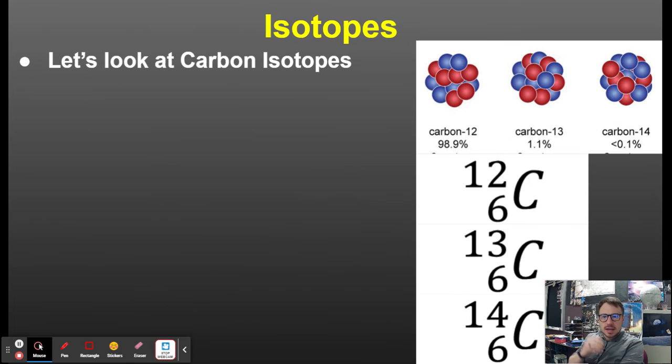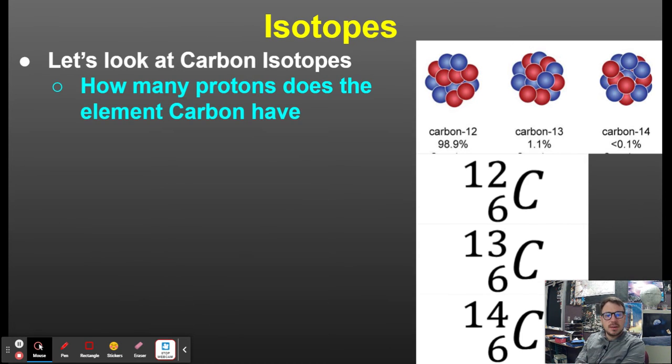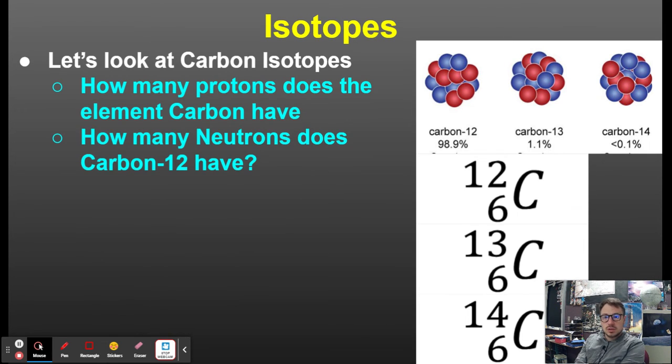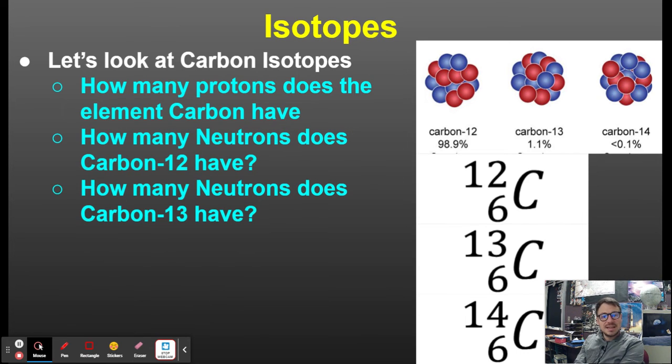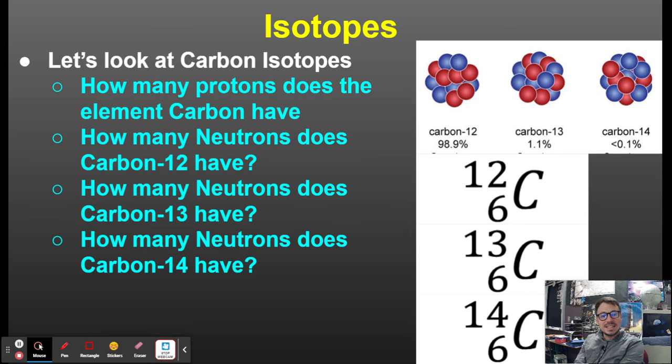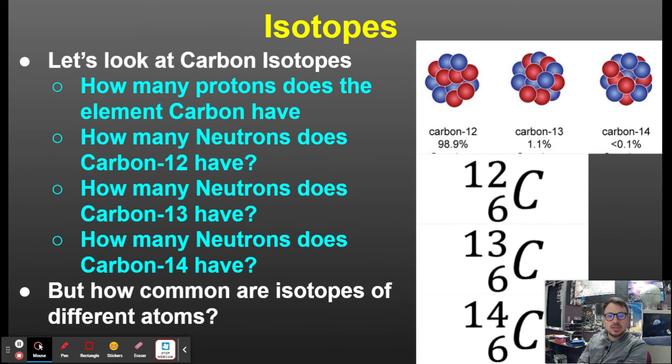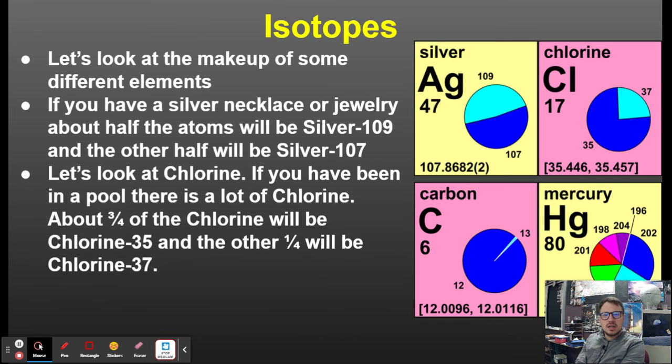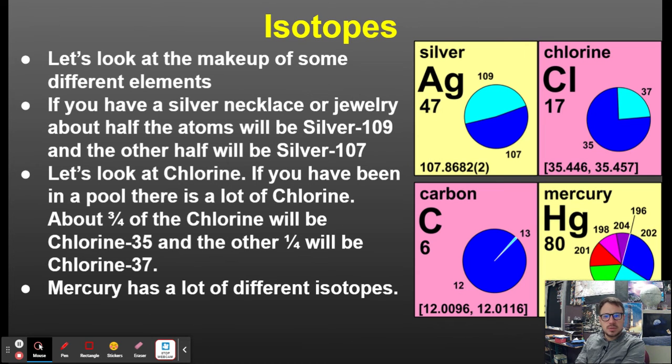So now let's talk about isotopes. So we learned about isotopes. It has the same number of protons but a different number of neutrons. So if we look at carbon, all of carbon has 6 protons. That's what makes it carbon. Now, carbon-12 has 6 neutrons. Carbon-13 has 7 neutrons, carbon-14 has 8 neutrons, but they all have 6 protons. That's what makes it carbon. These are different isotopes.